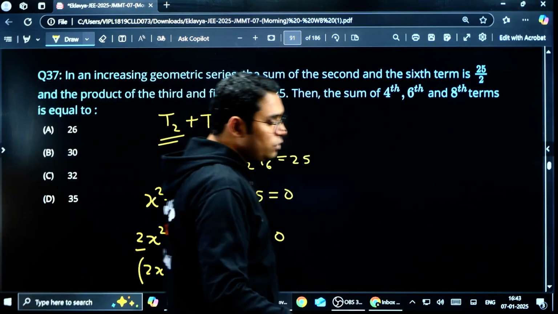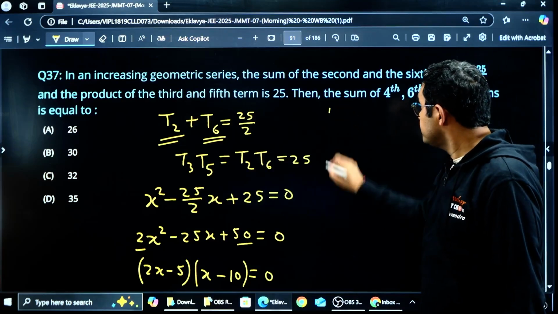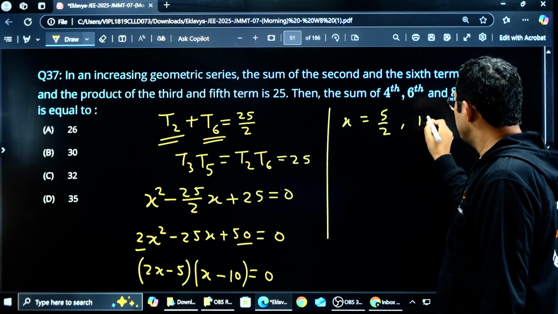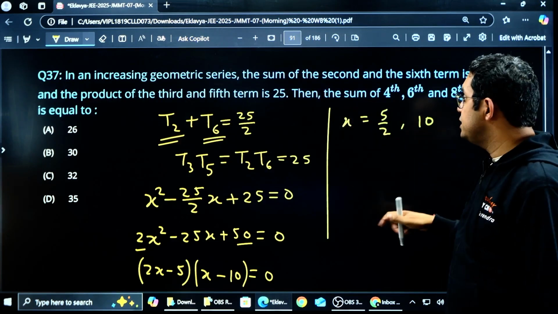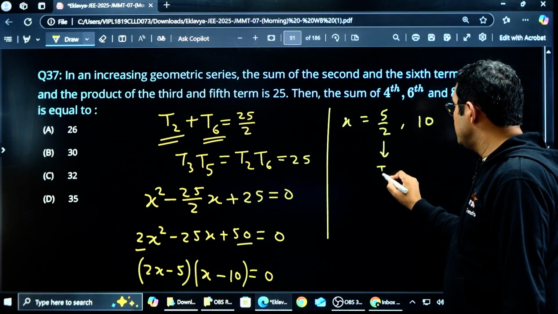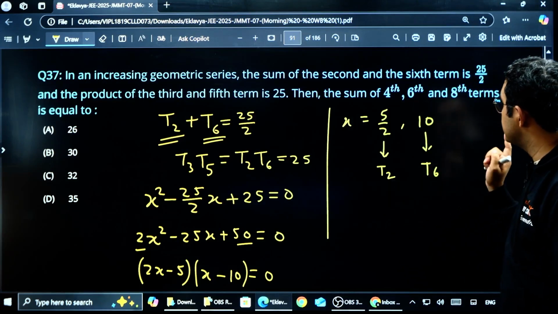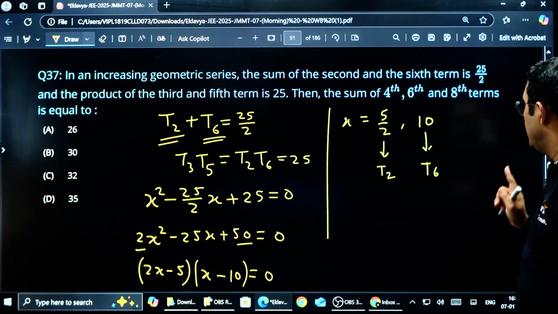Okay, so this gives you the value of x to be either 5 by 2 or 10. Now because it's an increasing GP, I will call this T2 and I will call this T6. Now they're asking the sum of the 4th, 6th and 8th terms.